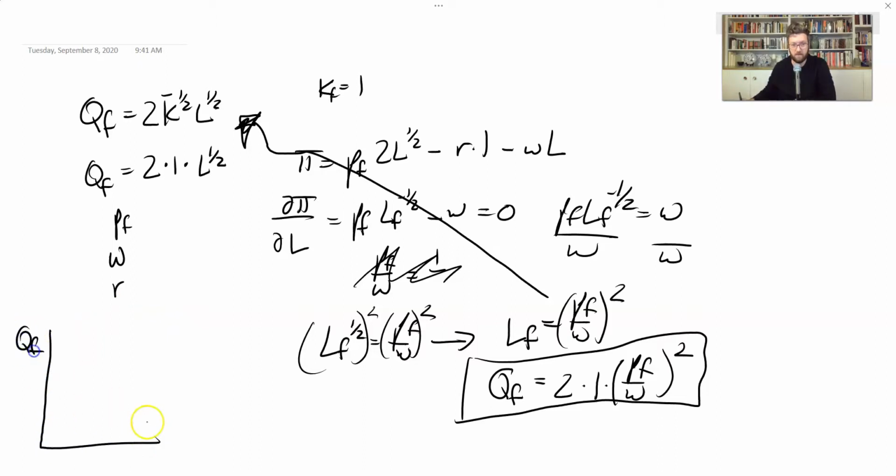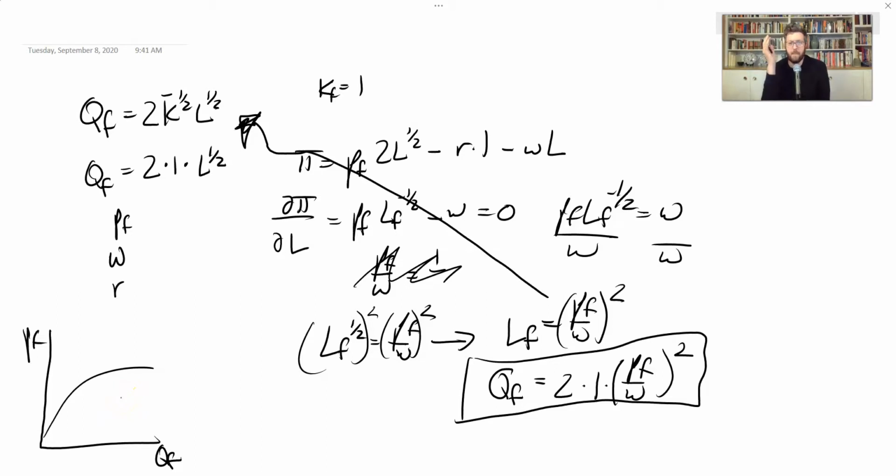Here's Q_F. I'm sorry, we do the prices on this axis. So here's P_F, here's Q_F, and it would look something like this. All right, easy enough.